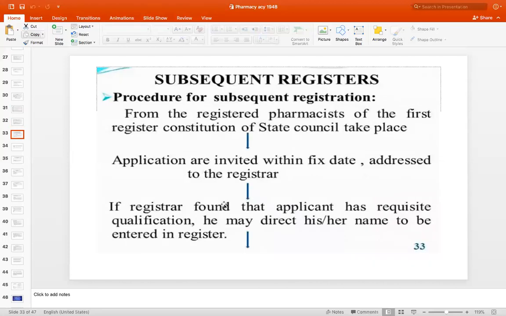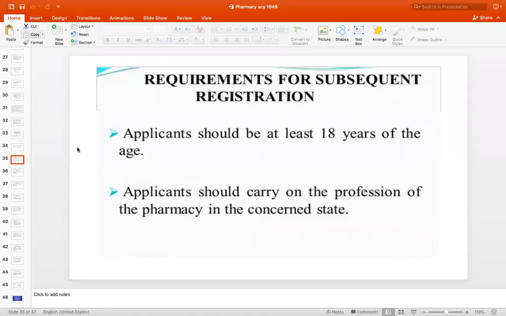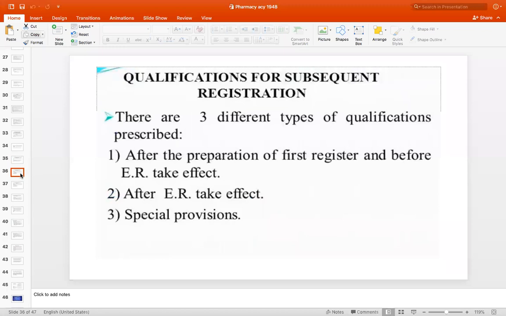Now, what is subsequent register? If the constituency is not fully formed, or the education regulation is not fully formed, then you can go for subsequent registration. So again, what are the conditions? The conditions for first register and second register: you should be at least 18 years, and you should have a degree in the particular state where you have studied and where you want to register.